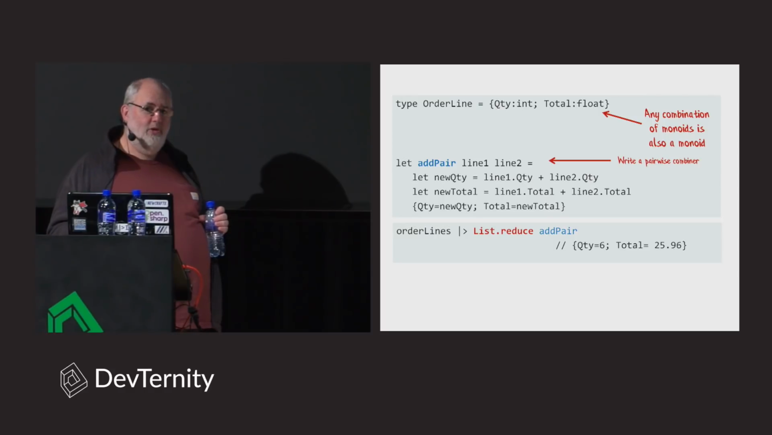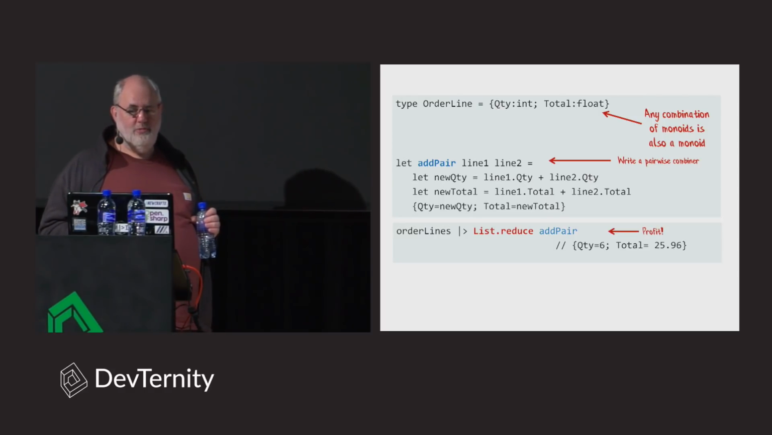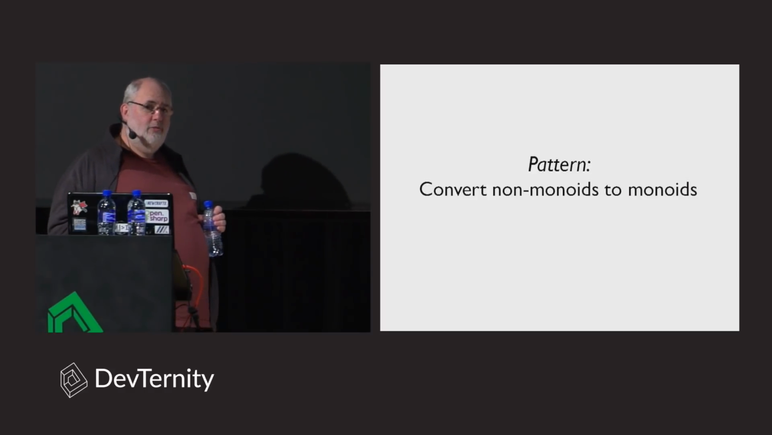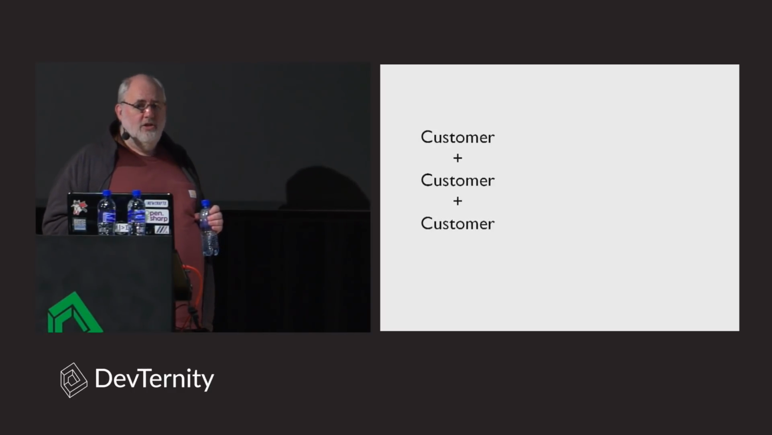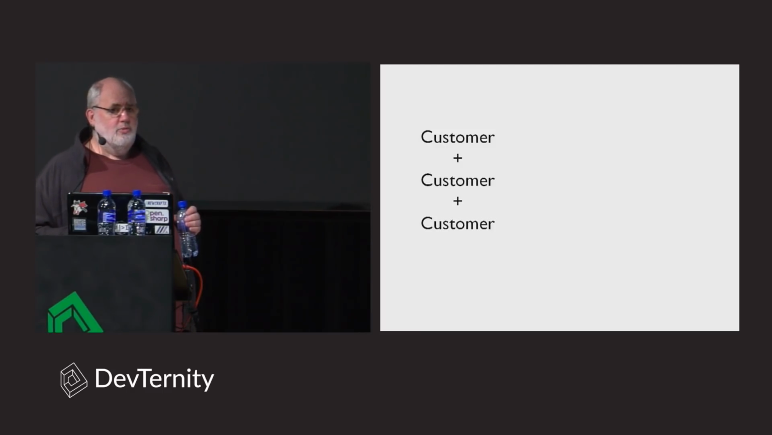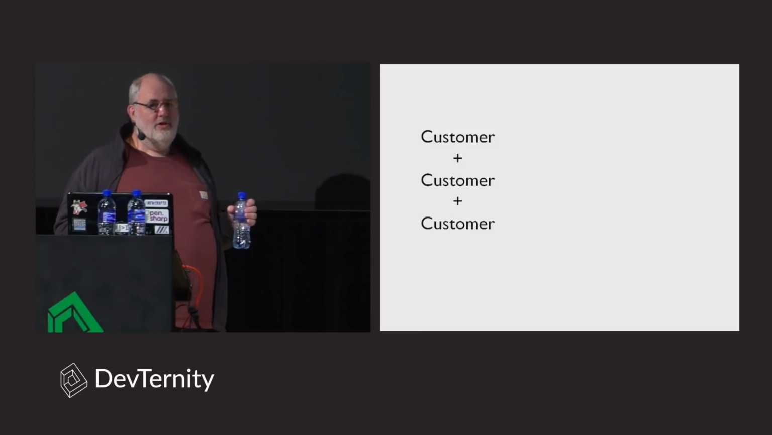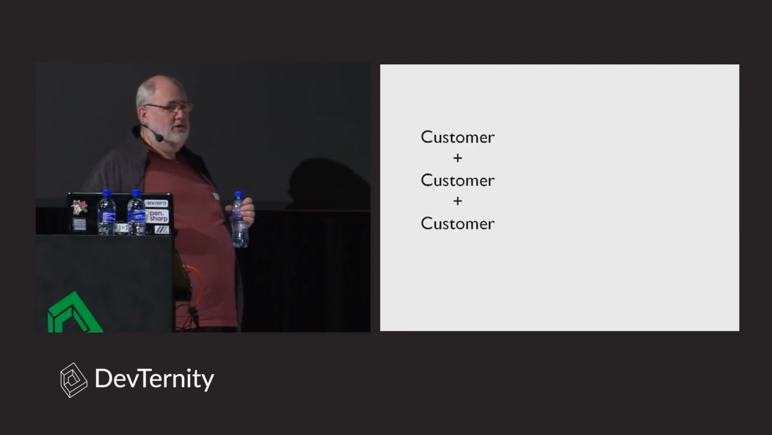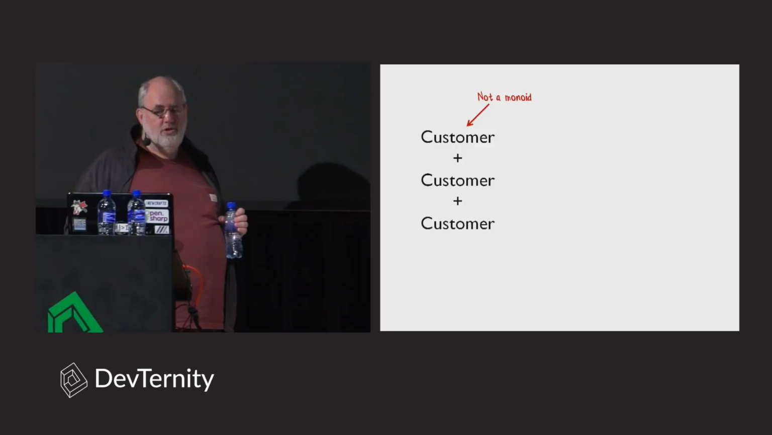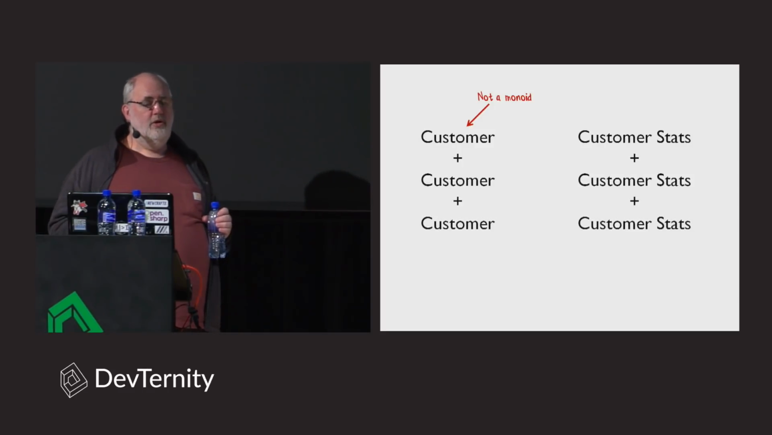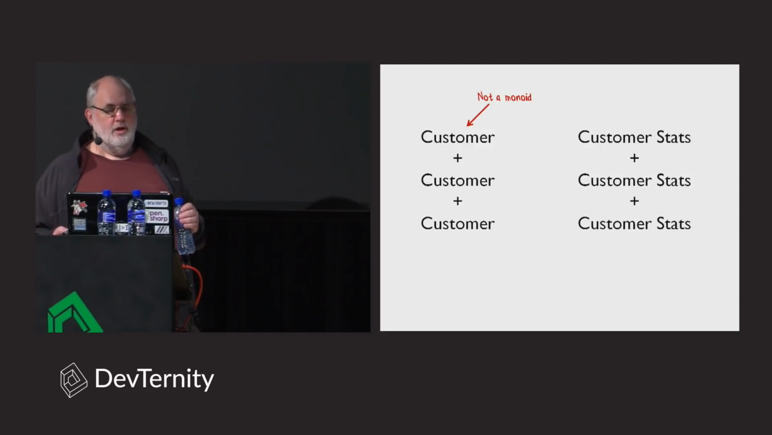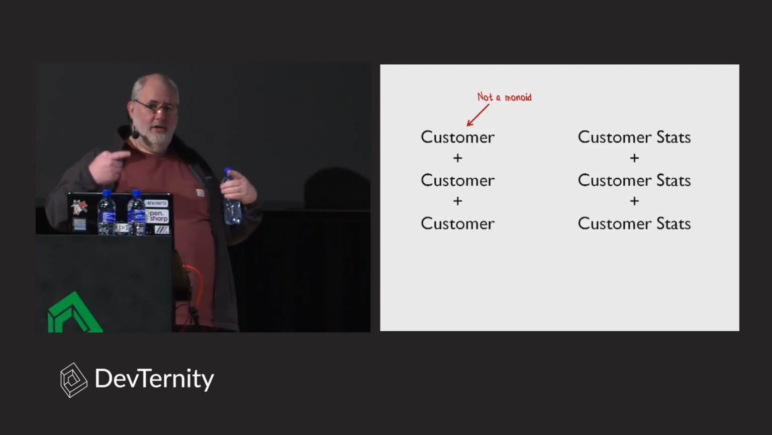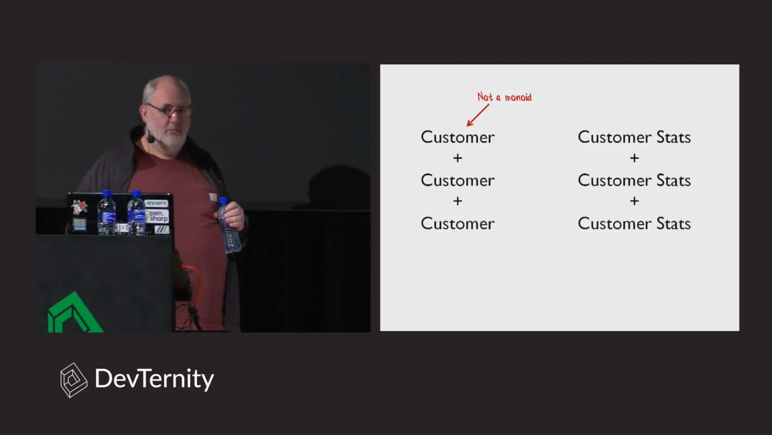So there's an example of how you can get some benefits straight away from knowing it's a monoid. Another very common pattern is to convert non-monoids to monoids. So let's say you have a bunch of customers, and you want to add up their information. Well, it doesn't really make sense to add up their information, but you can add up their usage statistics, and so on. So what you're going to do is turn each customer into a statistics object. And then once you've got the statistics objects, you can add them up in the same way that we added up order lines. Right? And that is a monoid.